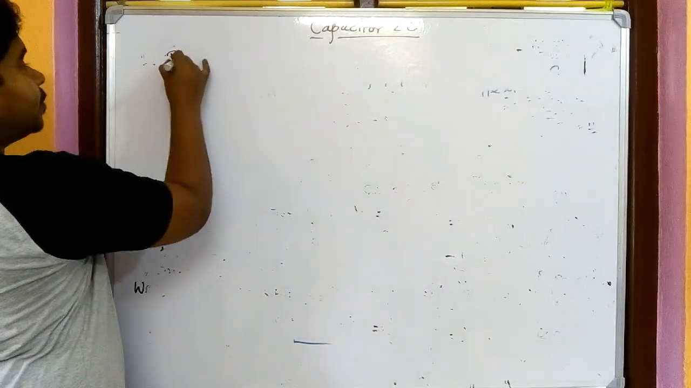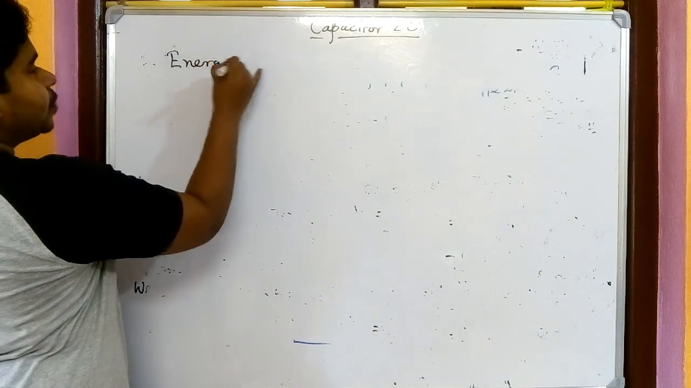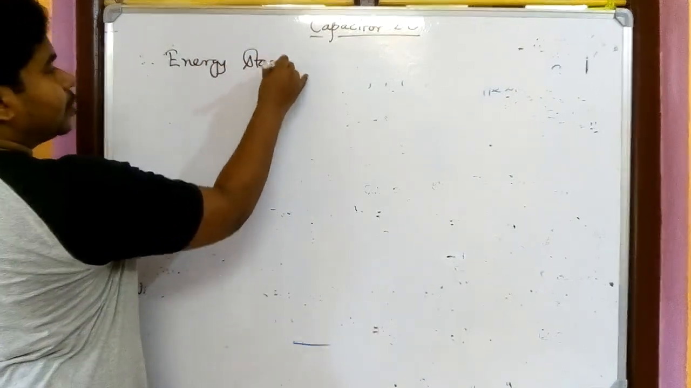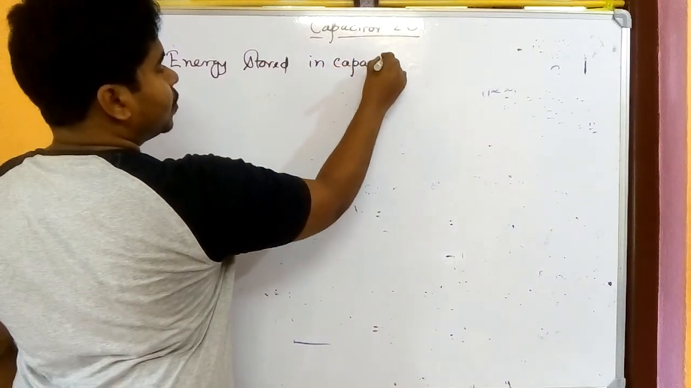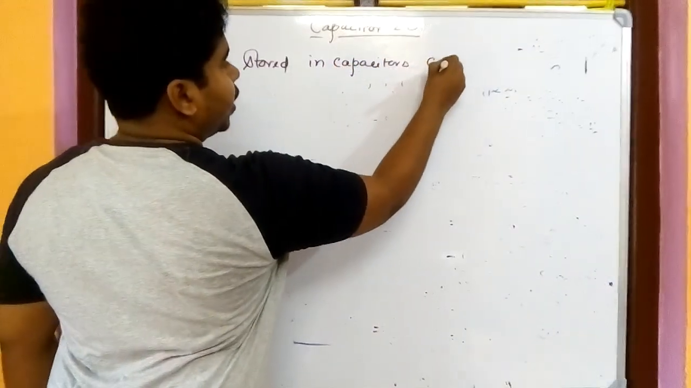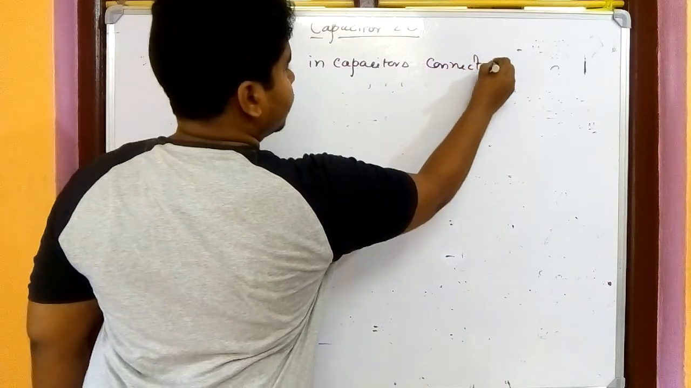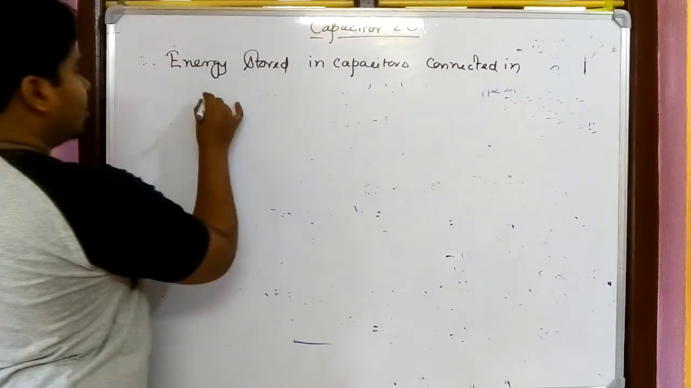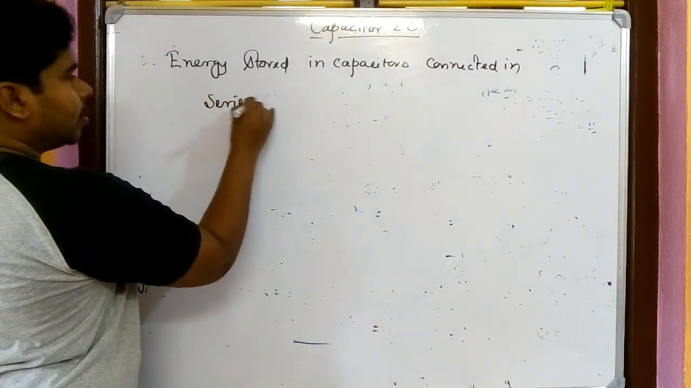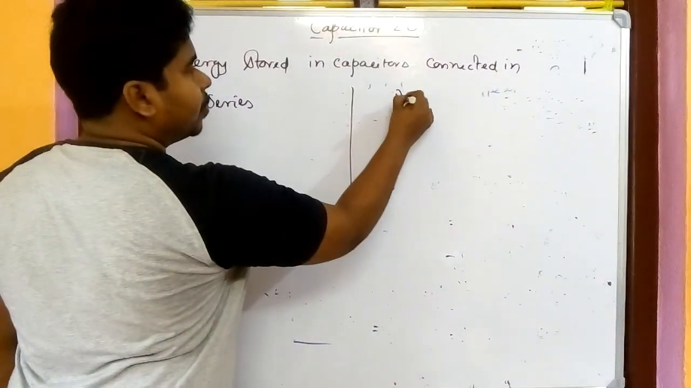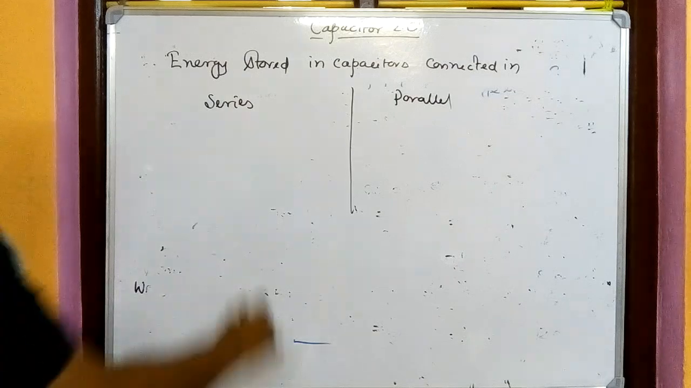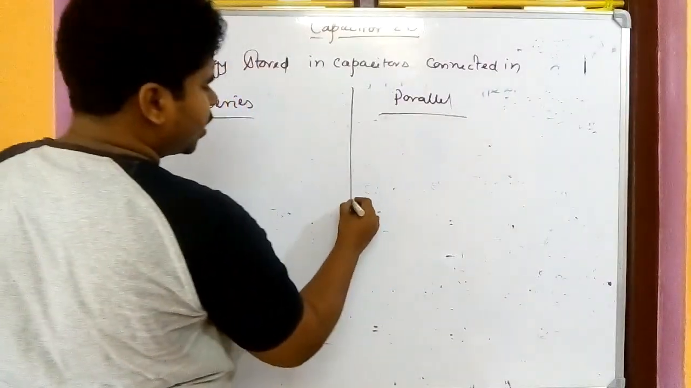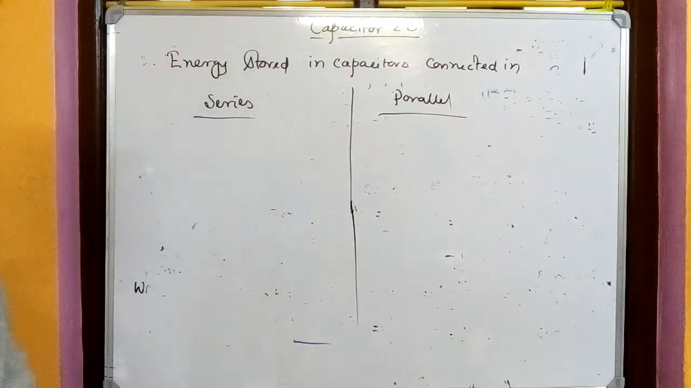Energy stored in capacitors connected in series and parallel. So there is no need to draw the diagram. We know what the series combination is and what the parallel combination is.